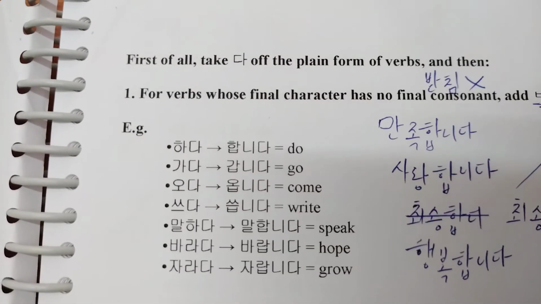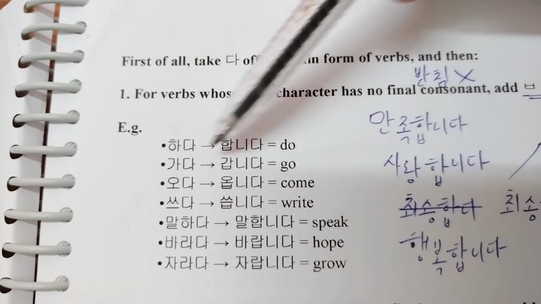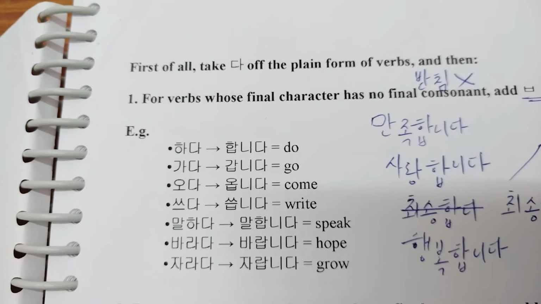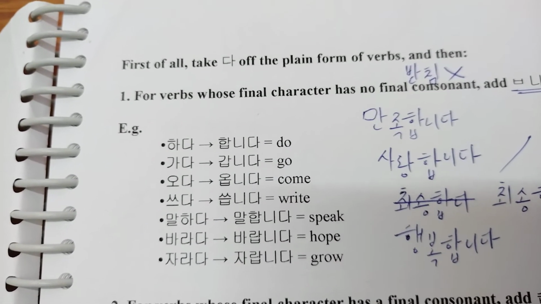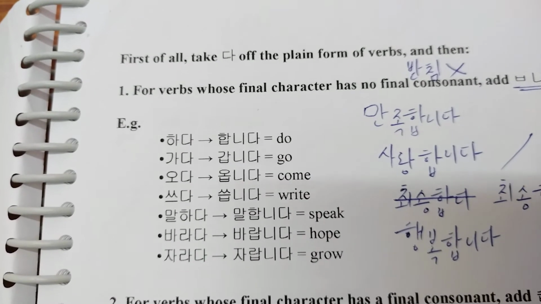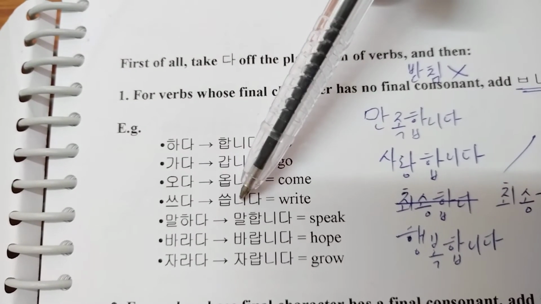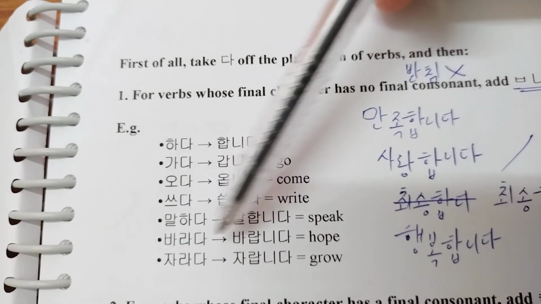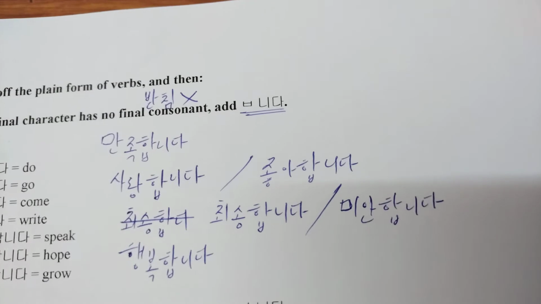So we have examples here. 하다 would become 합니다. 가다, 갑니다. Even though you're writing 갑니다, you would read it as 감니다. So it's literally becoming an m pronunciation, that kind of m pronunciation. 오다, 옵니다. 쓰다, 씁니다. 말하다, 말합니다. 바라다, 바랍니다. 잘하다, 잘합니다.